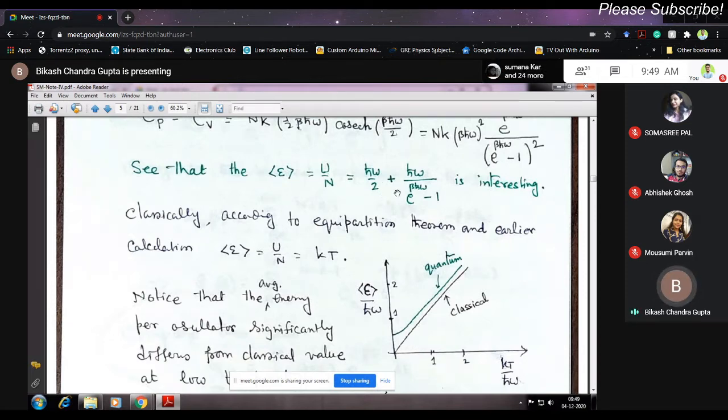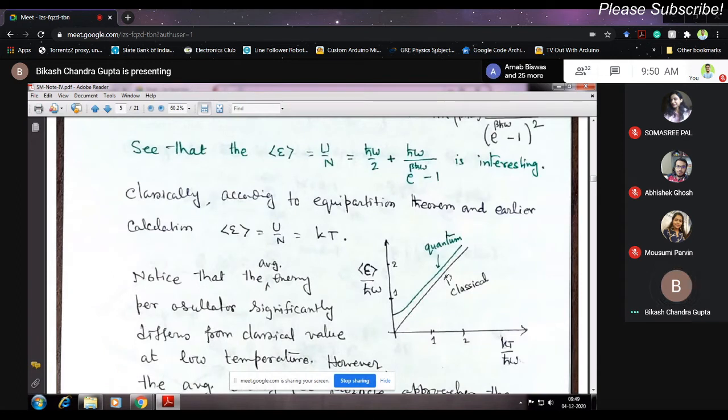Now, however, the quantum plot is E average by h cut omega equals half plus 1 by e to the power beta h cut omega minus 1, right? Therefore at kT equals 0 this is half, and then it goes like this. Eventually it will merge with the classical value at the high temperature limit. How do you confirm that?